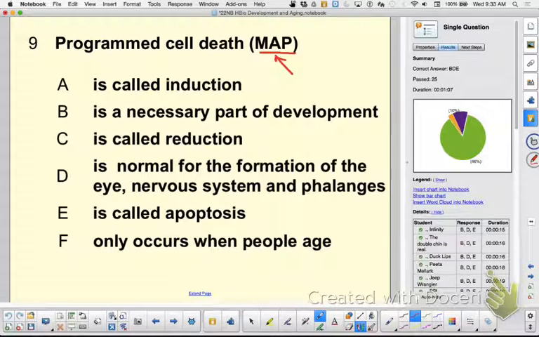Necessary for development, and eye, nervous system, phalanges are formed that way, and it is called apoptosis.